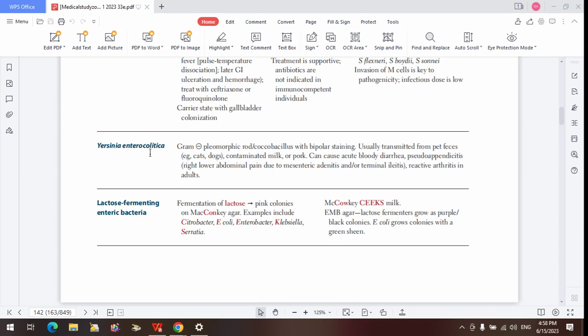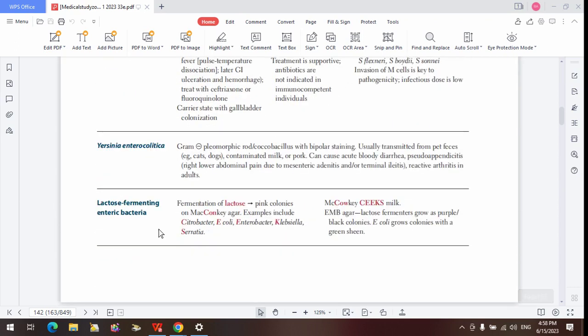It shows bipolar staining, so you can see like two poles. Once you are looking at the organism, it looks as if it has two poles. It can be transmitted from pet feces like cats and dogs, and contaminated milk and pork. It's not very high yield; nobody will be asking you the route of transmission of Yersinia. They will most likely ask you to make the diagnosis of the organism from the presentation. They can present bloody diarrhea with appendicitis-like symptoms, then ask you what the presenting organism is.